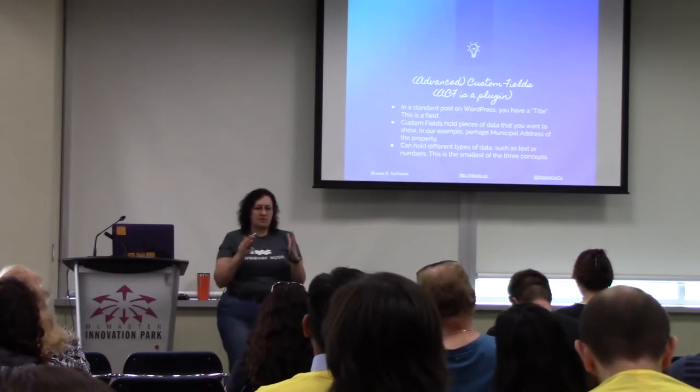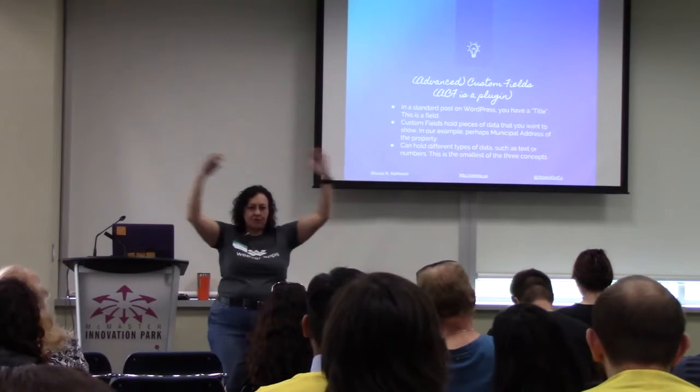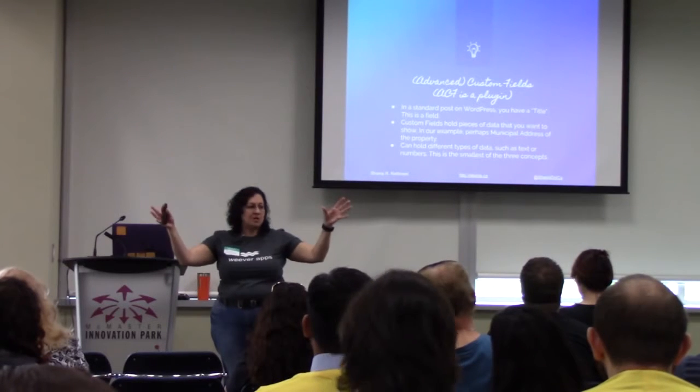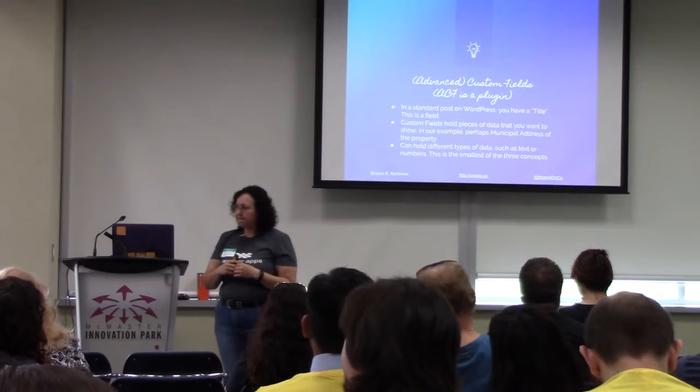This is the smallest of the three concepts. So taxonomy is the biggest one. It's a method of organization. Within that, you have different custom post types. Custom post types contain custom fields. Does that make sense? Okay.